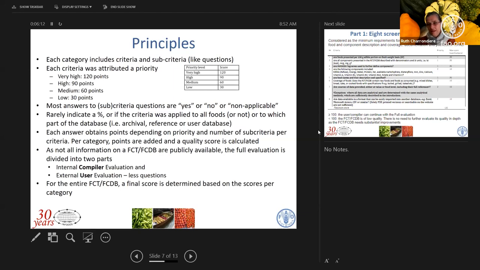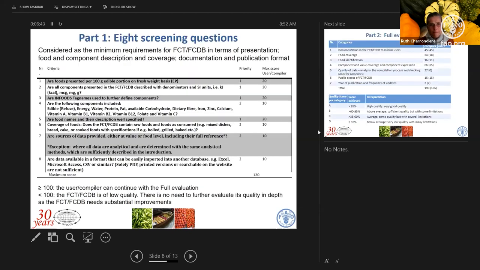And as I said before, we have 2 main target groups, the compilers and the users. And the users cannot assess that much the quality of the data. So these questions would then only be asked to the compilers. And then at the end, as I said, for the entire database, we have a score to say the quality of the entire food composition database.